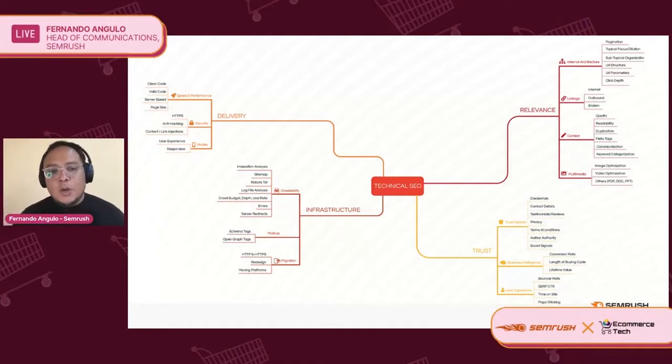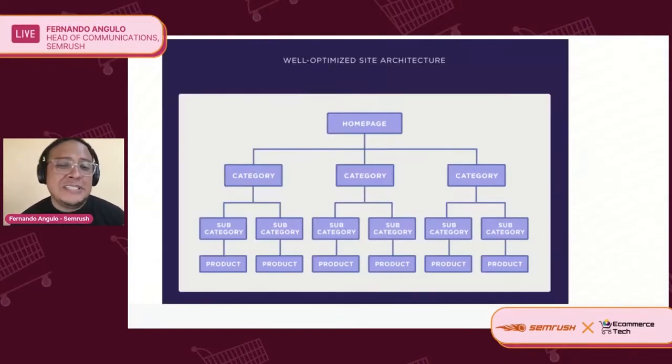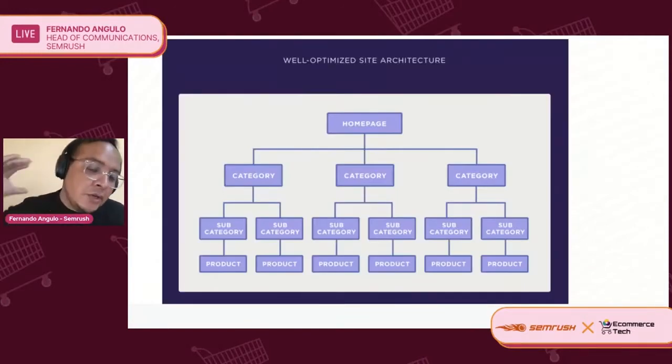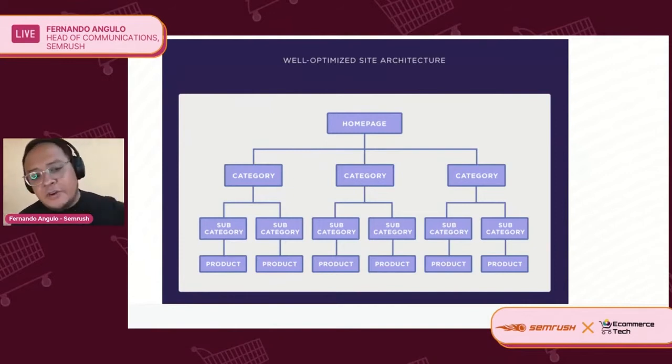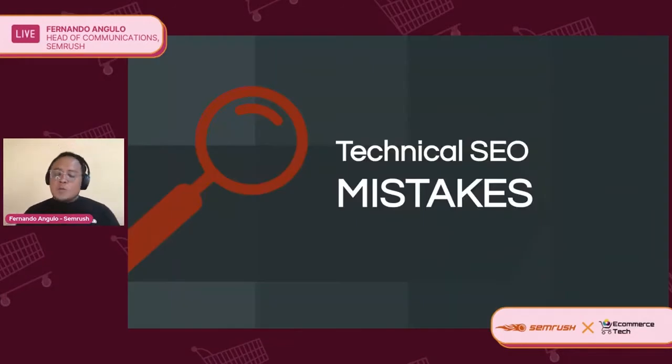So let's start with the ideal structure of an e-commerce website, which looks very simple, like this. You have your homepage, you have your category, you have the subcategory, and you have your different products. So this is a well-optimized architecture. It's very simple, but it's very powerful. And if we're going to start with the mistakes, let's start with the hardest part, the technical SEO mistakes.